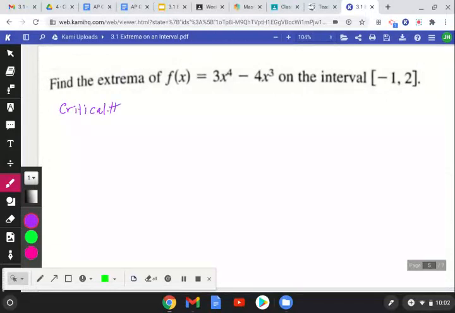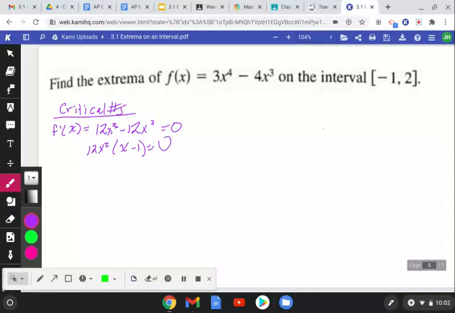Okay, so critical numbers are going to be where f prime of x is equal to 0 or where it doesn't exist. So let's look at f prime of x. When I do the derivative of f, I'll have 12x cubed minus 12x squared. That is a polynomial, so it is defined everywhere. But we can figure out where it's equal to 0 by factoring it. So I'm going to factor out a 12x squared, leaving me with x minus 1 equals 0.